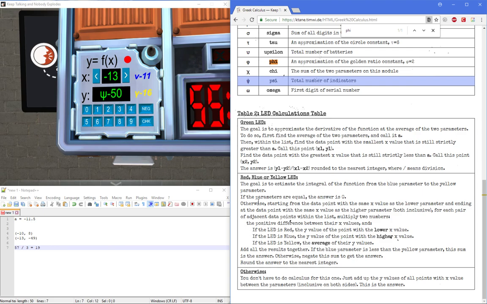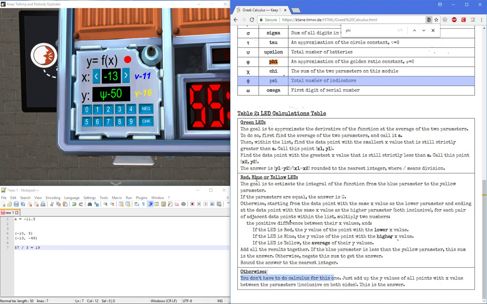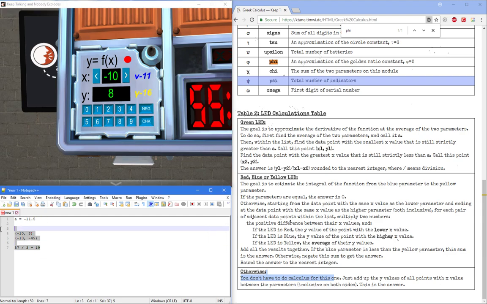And that's only when the LED is green. Otherwise, you don't have to do calculus for this one. You just add up the y values of all the points with the x value between the parameters, and that is the answer. So, depending if it's red, blue, yellow, and not green, you would still give out all the parameters between the parameters, which I remember.